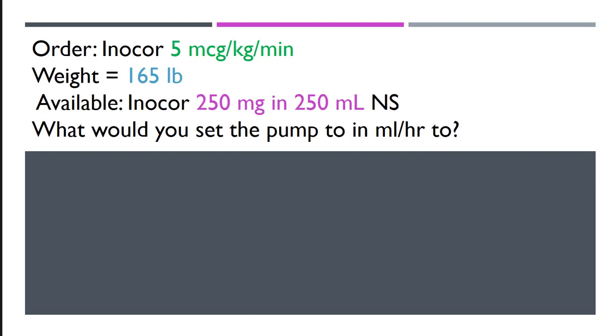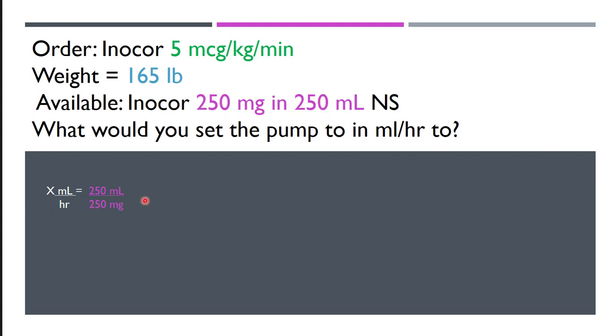Let's do a couple more. Inocor, 5 micrograms per kilogram per minute. Weight's 165 pounds. You have Inocor, 250 milligrams in 250 mils. What would you set the pump to in mils per hour? Dimensional analysis, once again, X mLs per hour. We have 250 mils and 250 milligrams, so 250 mils, 250 milligrams.